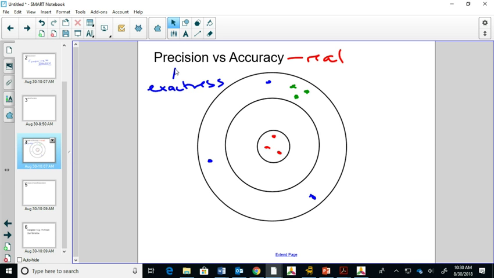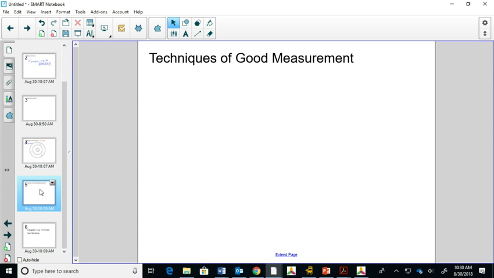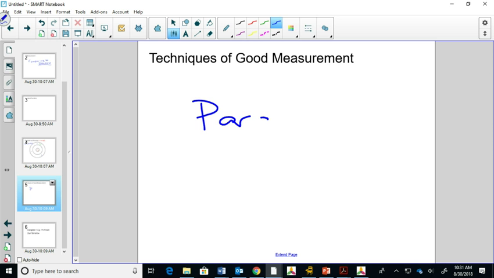Okay, last piece for today. I want to mention some techniques of good measurement. So they show you a real nice example of this on page 16. A parallax. You all heard this word before? Two L's, right? Parallax. So they're showing you a spring scale, which we're going to use. It's one of the ways we measure force.